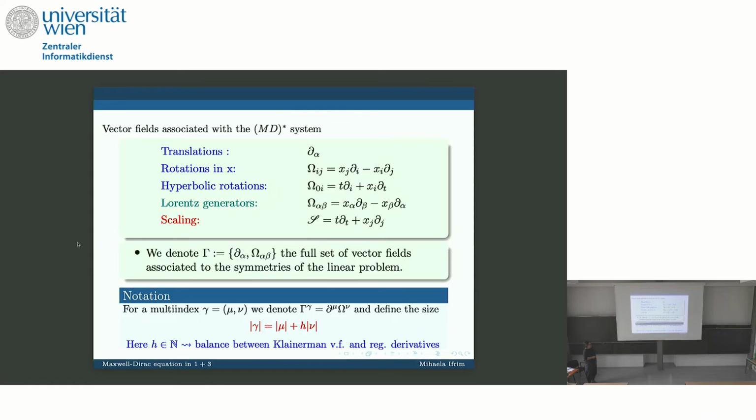And those two guys are basically telling you how many regular derivatives you have, and how many vector fields you are applying. And this H that you see in here is basically a balance between vector fields and regular derivatives that you'll need to use when you do Klainerman-Sobolev embeddings. So this is something more technical. I'm not going to get into it, but pay attention. Sometimes this gamma has a different meaning. If it's not clear from the context, ask me.